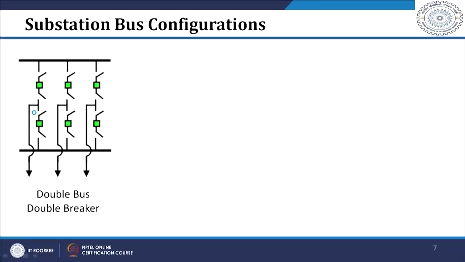The next arrangement is double bus double breaker. If you can see this arrangement in this particular figure, there are 2 buses, that is why this arrangement is called a double bus arrangement, and for each outgoing line or for each outgoing circuit, you can see that for a particular circuit you need 2 breakers. That is why this is double breaker also. So double bus and double breaker scheme.